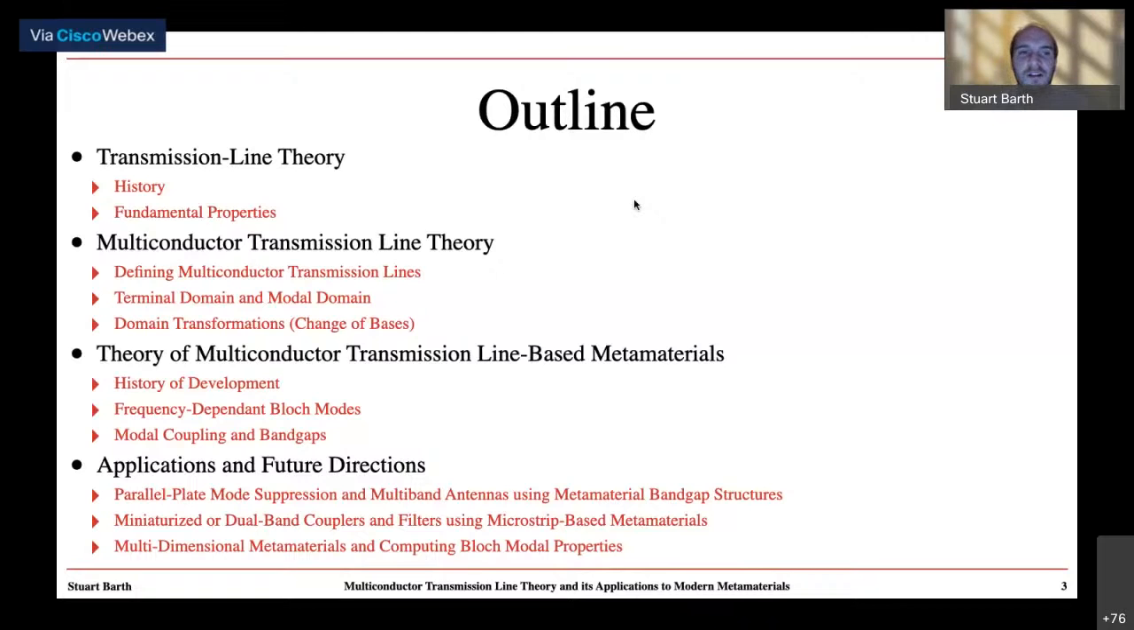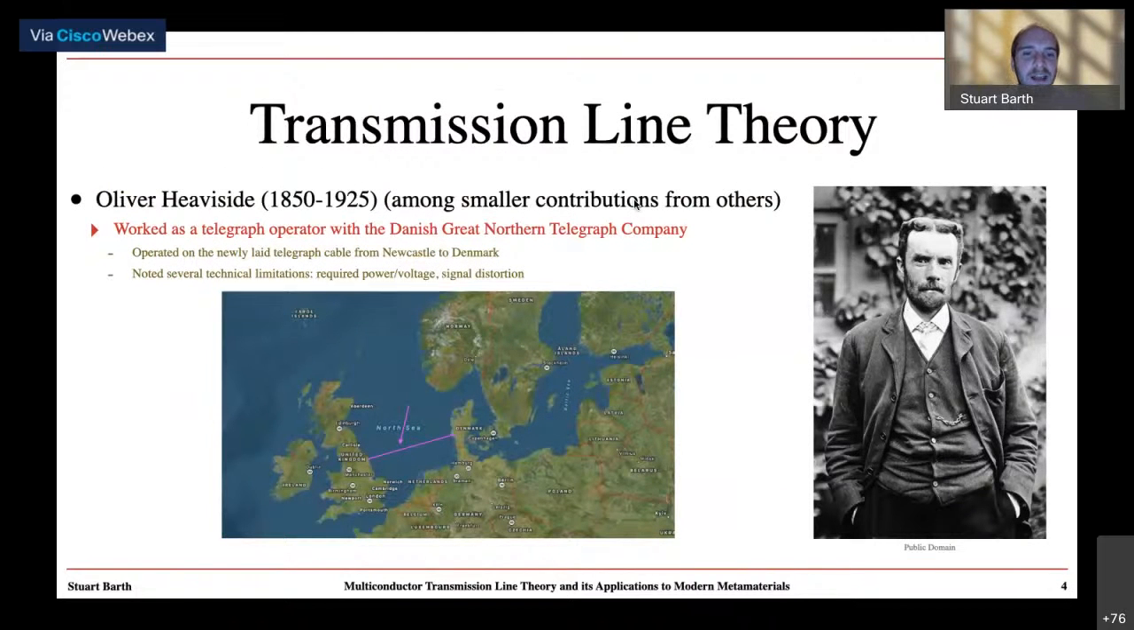So to start with, transmission line theory actually began through a large contribution by a man named Oliver Heaviside, who did his work primarily at the end of the 19th century. And Heaviside worked as a telegraph operator at the Danish Great Northern Telegraph Company. And he was an operator that actually used and saw firsthand this newly laid telegraph cable from Newcastle in England over to Denmark, as I've indicated with the pink line here.